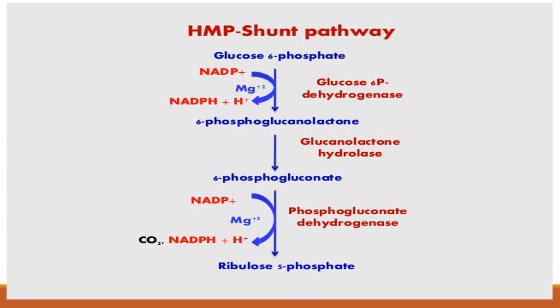Next, HMP shunt pathway. Glucose 6-phosphate dehydrogenase enzyme is NADP dependent. It converts glucose 6-phosphate to 6-phosphogluconolactone. Then gluconolactone hydrolase enzyme converts 6-phosphogluconolactone to 6-phosphogluconate. Then 6-phosphogluconate undergoes decarboxylation to give ribulose 5-phosphate. This reaction is catalyzed by NADP dependent phosphogluconate dehydrogenase enzyme.